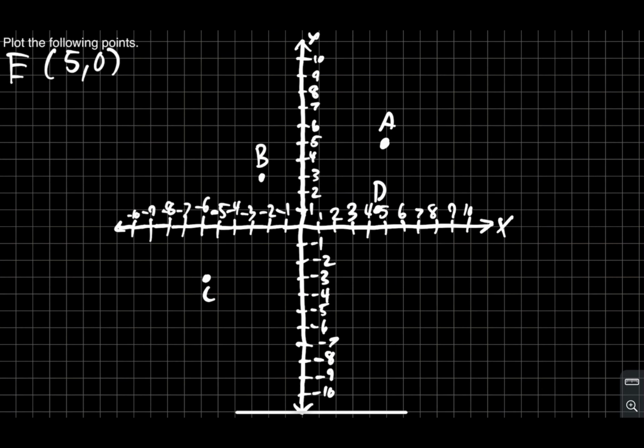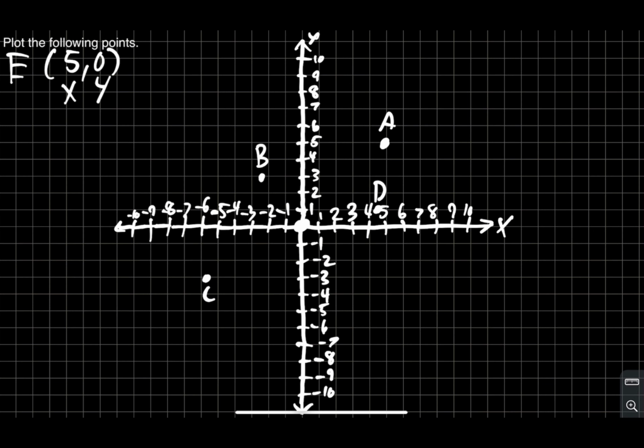Now for point E, it has an x value of 5 and a y value of 0. So the x value is 5, that exact value. And the y value is 0. So whenever your y value is 0, or your x, it's going to be in between +1 and -1. So it's going to be right here where I'm circling. That point right there has the coordinates of 0, 0. So your x is 0 and your y is 0. That is the middle of your graph, and that's called the origin.